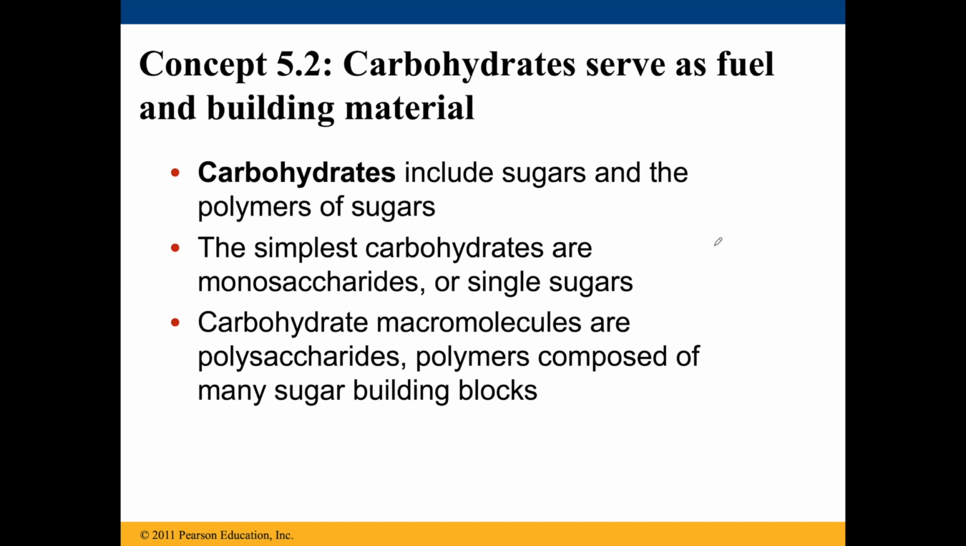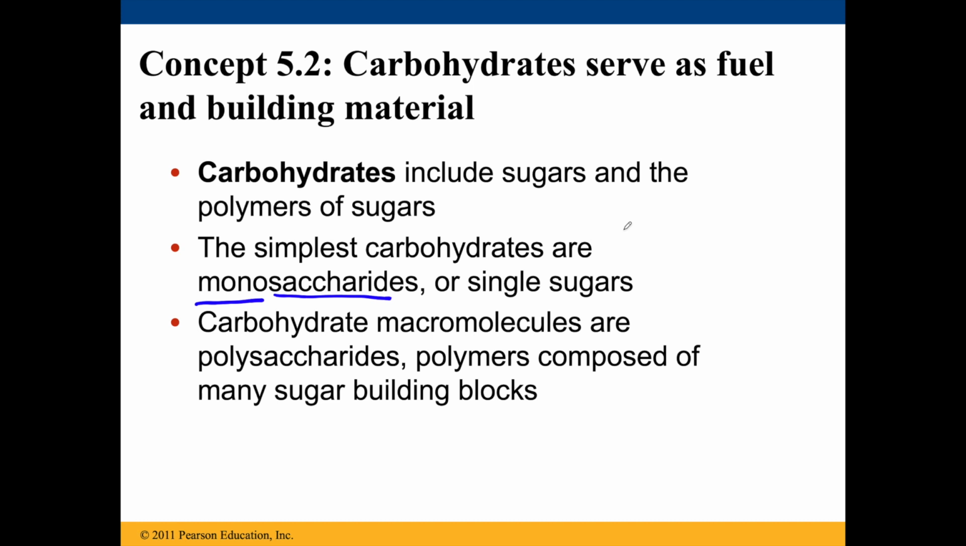The first one we're going to talk about is the carbohydrates. Carbohydrates include sugar molecules and the polymers of sugar molecules. The simplest carbohydrates are called monosaccharides, or single sugar molecules. This prefix, mono, means one, and saccharide means sugar. So this is a single sugar molecule. Those are going to be the monomers used for the carbohydrates, like the Lego pieces. They're called monosaccharides.